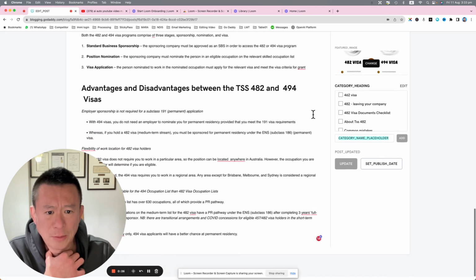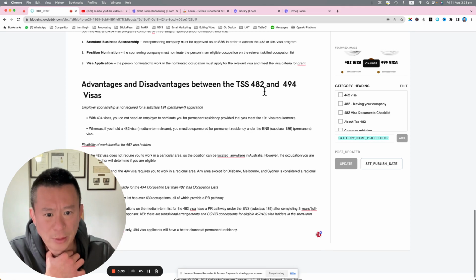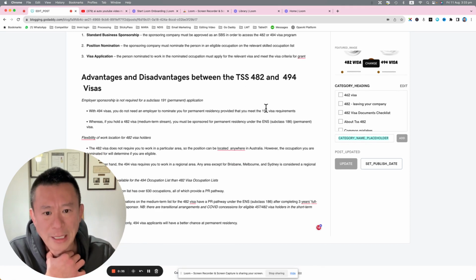But in terms of occupations, the 494 actually does have a lot more occupations compared to the 482, which is mainly about high demand, the skill shortage. The 494, as I say, even the skill is not that high. I'm not talking about truck drivers, but just an example actually in the regional area. Yes, there is a lot less scrutiny in terms of the skill level and also skill choices.